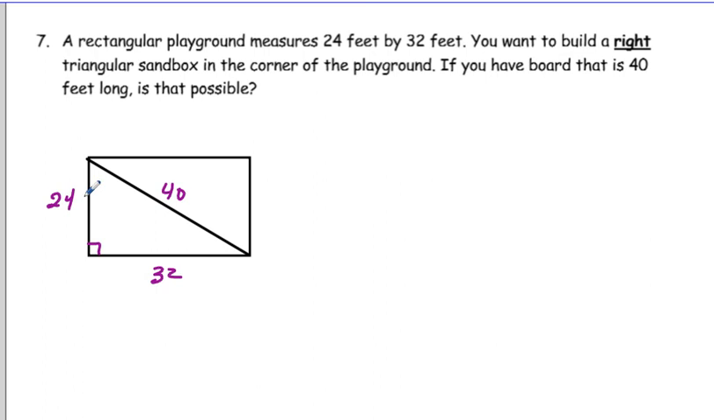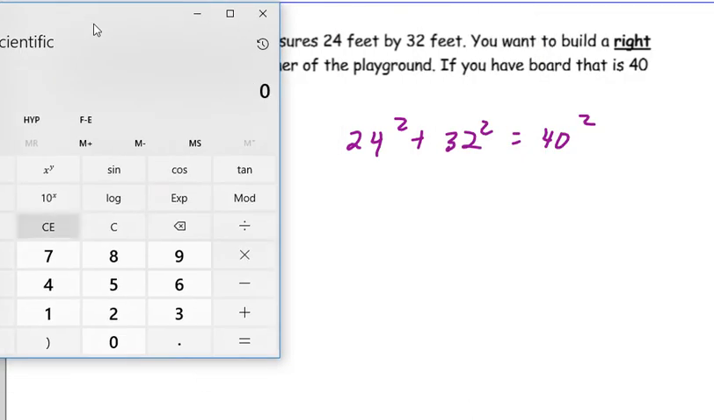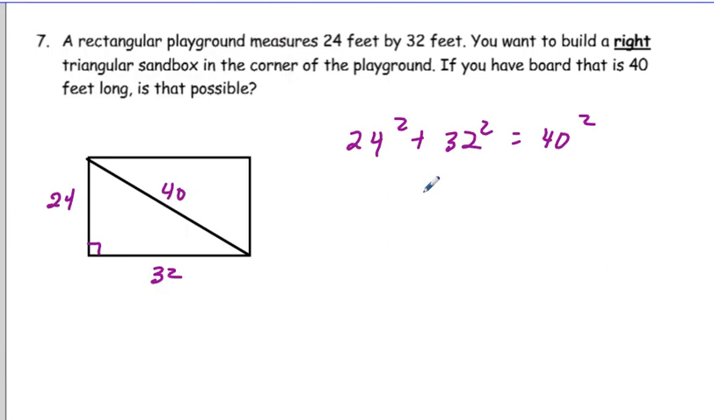And now we're going to list our side lengths least to greatest: 24, 32, and 40. Is 24 squared plus 32 squared equal to 40 squared? That's 1,600. Does 40 squared equal 1,600? It does. So 1,600 is equal to 1,600. So yes, the board will fit.